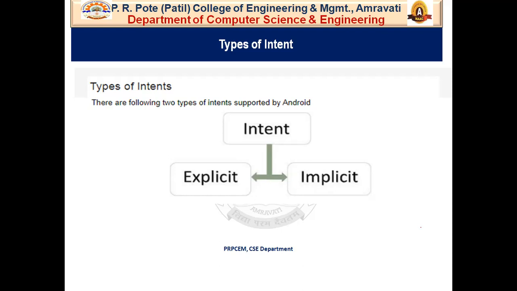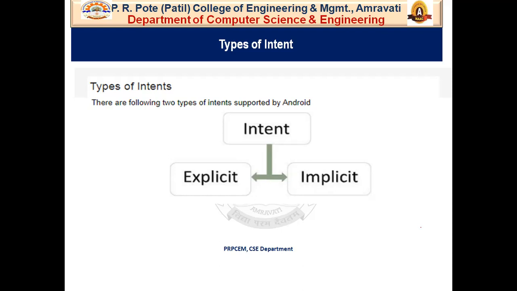So it is not a specific component, but instead declares a general action to perform, which allows a component from another app to handle it. Like if you want to show a location on a map, you can use an implicit intent to request that another capable app show a specified location on a map. Like say I want to show the location, and I fetch the Google Maps app and it shows the location.